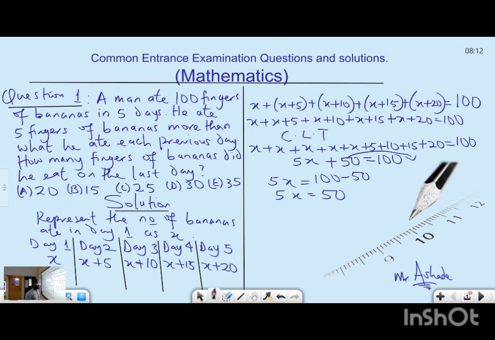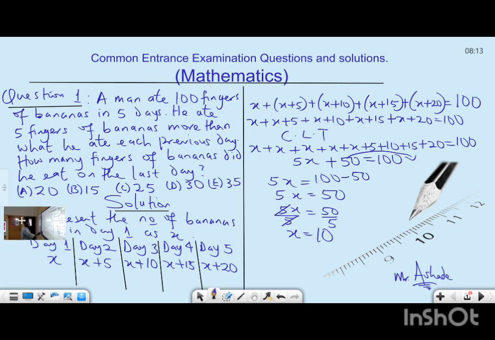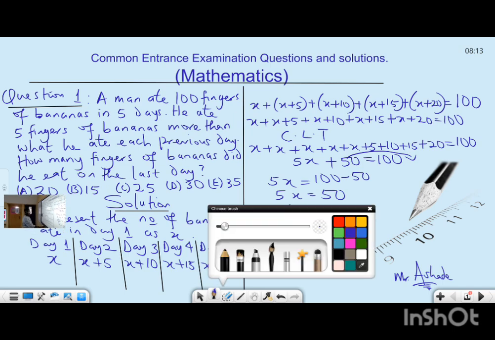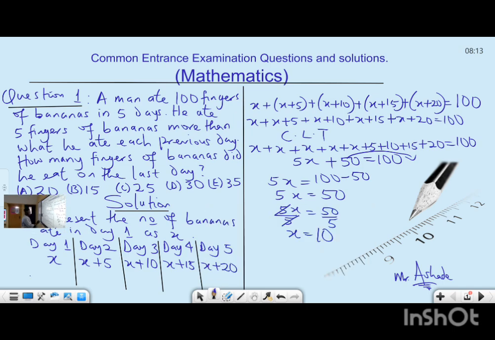To get X, we divide both sides by 5, the coefficient of X. So we have 5X over 5 equals 50 over 5. This cancels this, so X is 10, which means that on day 1, the man ate 10 fingers of bananas. So let's go back to the table. That means day 1, the man ate 10.